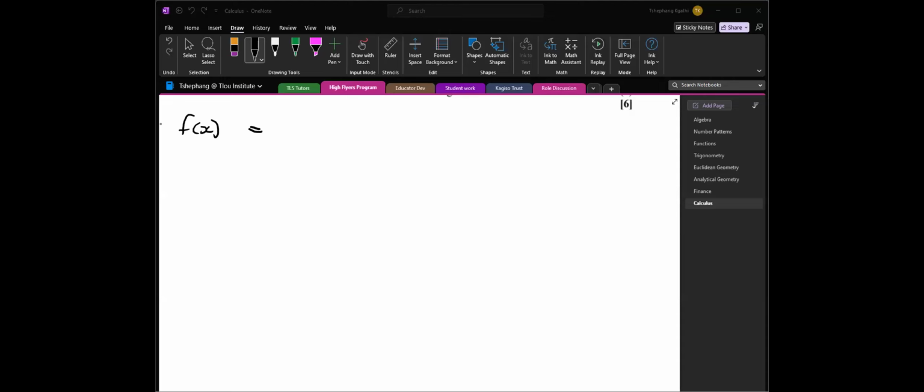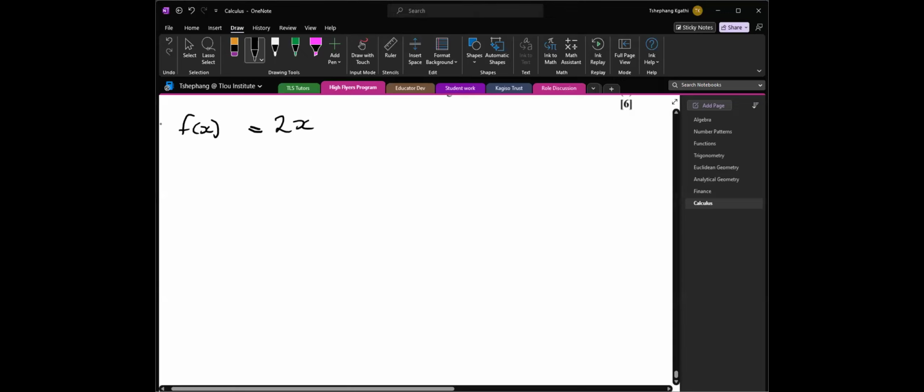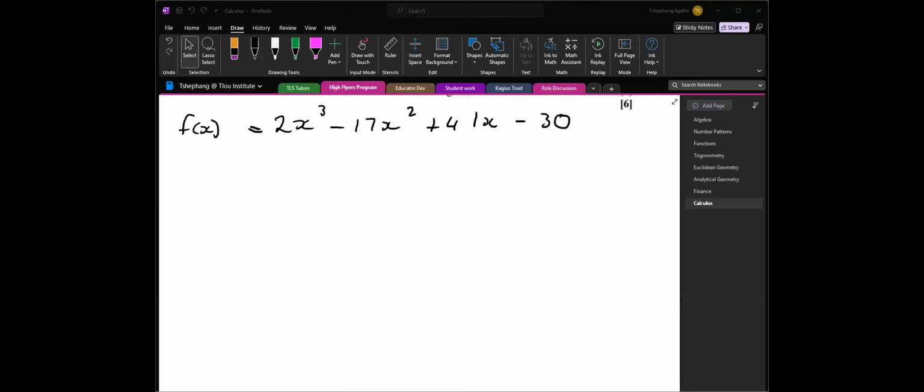Let's consider this function: 2x to the power of 3 minus 17x squared plus 41x minus 13. What we need to do is sketch it. And somebody will ask, how do we know the shape? So pay extra attention, please.